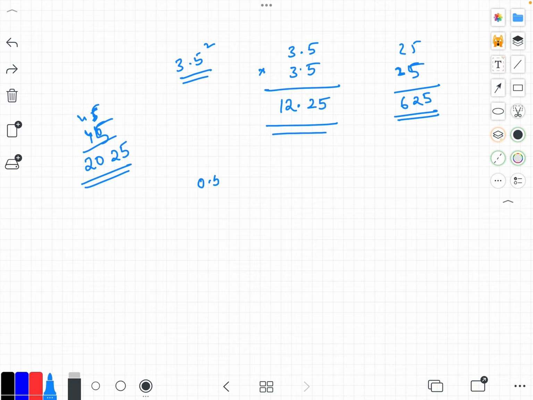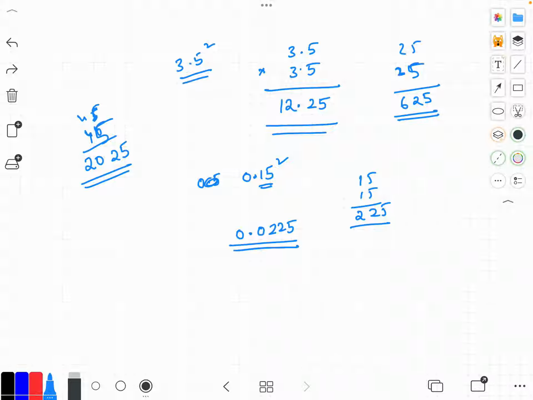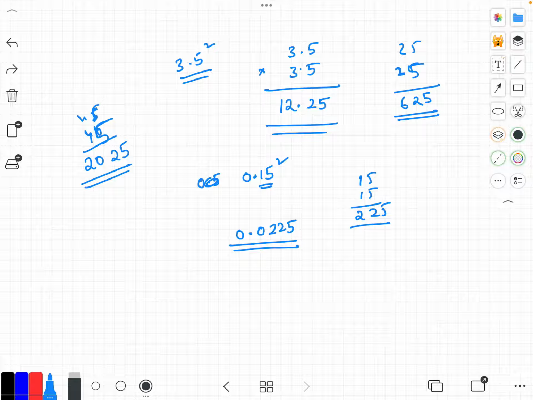Next, 0.15 squared. So 15 15, 5 5s are 25. 2 into 1, 2. 225. So 2 digits after the decimal. Square means 4 digits. So 225 is only 3 digits, so one more 0 you need to add and you should write 0.0225. Okay. This is how you can solve these problems easily.